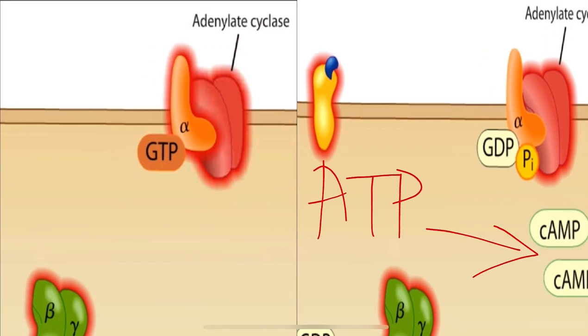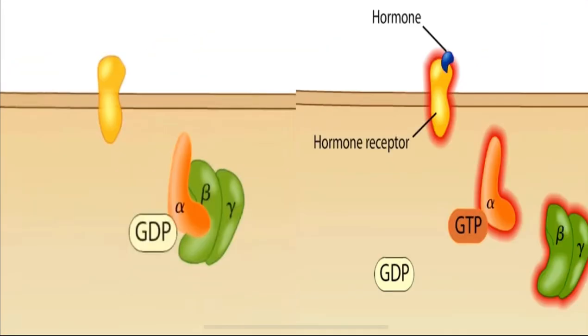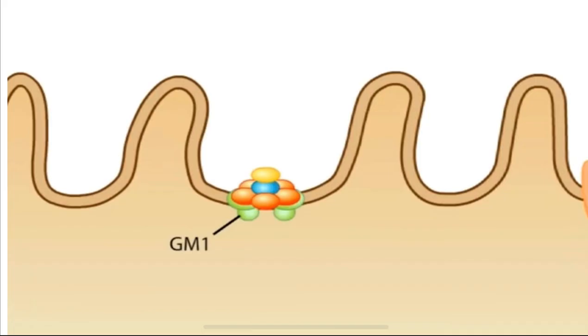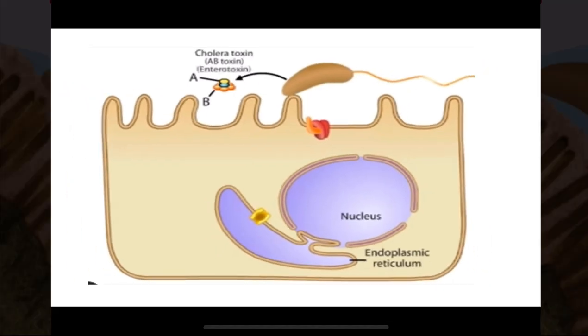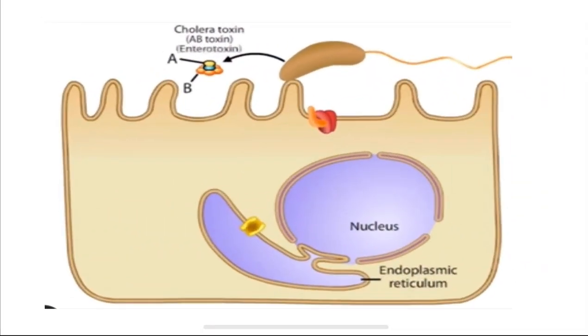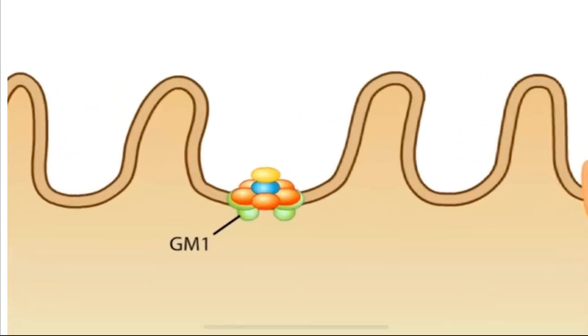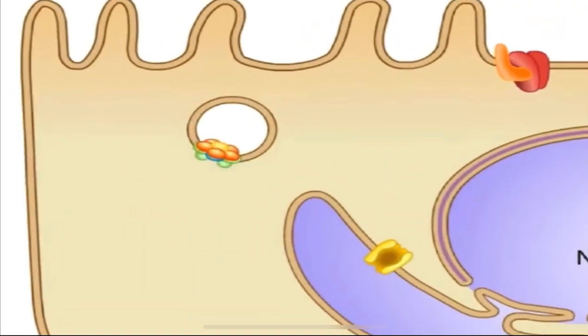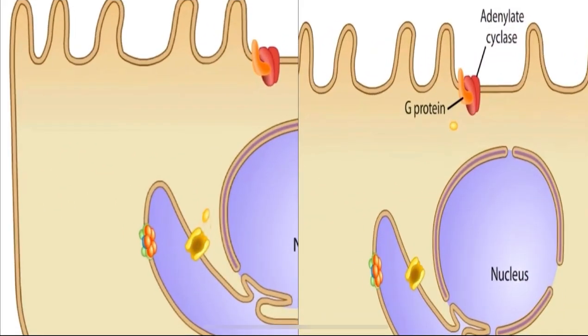Let us quickly revise now. How did the G protein work? First, we were discussing about the toxin. It enters the intestinal epithelium. It enters the lumen, and from the lumen it reaches the ganglioside GM1. Okay, this protein will enter into the cytoplasm via the endoplasmic reticulum.